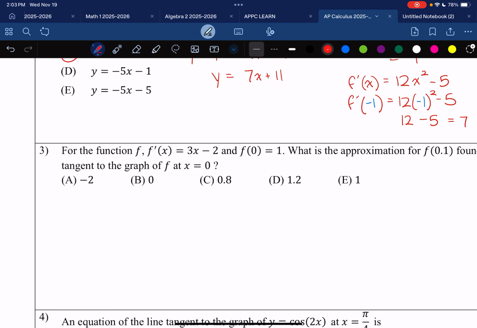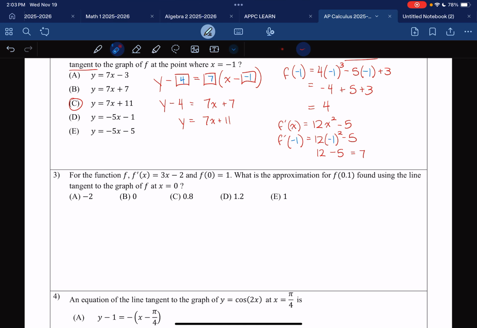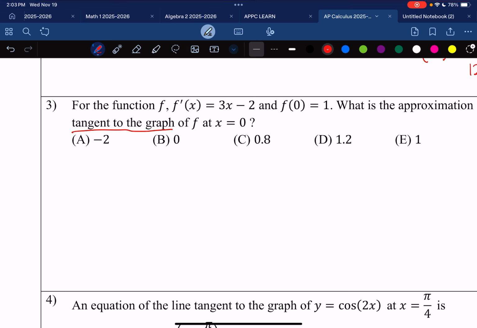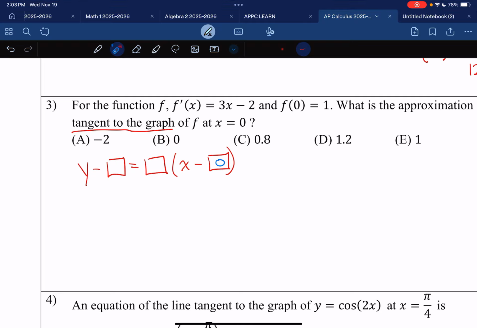In number 3, we're trying to find an approximation using the, here, let's zoom out a little bit, line tangent to the graph, which means, again, we are using that point slope form. Y minus box is equal to box times x minus box. What x coordinate are we using? We're using 0. Plug in our 0 to our x coordinate. What y coordinate are we using? Well, it tells us when the x coordinate is 0, the y coordinate is 1. So I can say that the y coordinate is 1 over here.